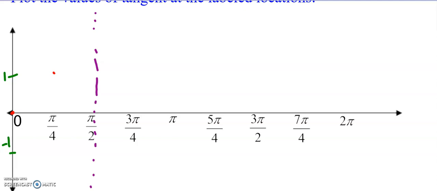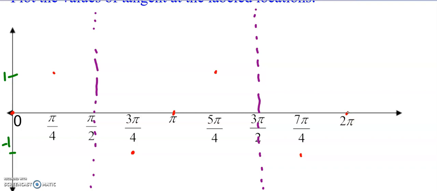What is the tangent of 3 pi fourths? That is going to be -1. The tangent of pi is 0. The tangent of 5 pi fourths is back up at 1. And the tangent of 3 pi halves gives us a vertical asymptote again. Continuing on, tangent of 7 pi fourths is back down at -1. Tangent of 2 pi is back at 0.